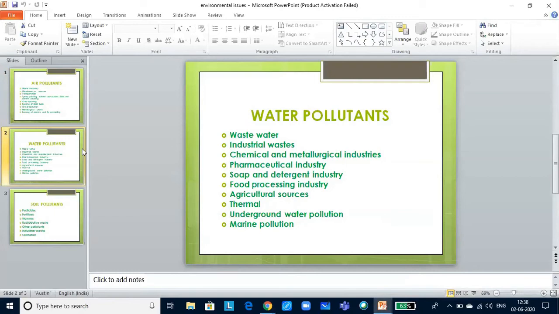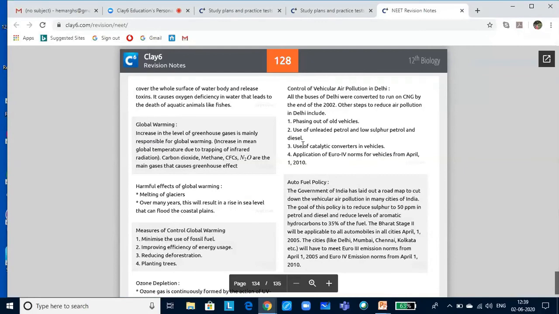Now let us look at the water pollutants: wastewater, industrial waste, chemical and metallurgical industrial waste, waste from the pharmaceutical industry, soap and detergent industry, food processing industry, agricultural sources, and thermal pollution, that is when hot water is released into a water body, which also results in pollution. Underground water pollution, where harmful substances can go down into the aquifers and contaminate the groundwater, and also marine pollution.